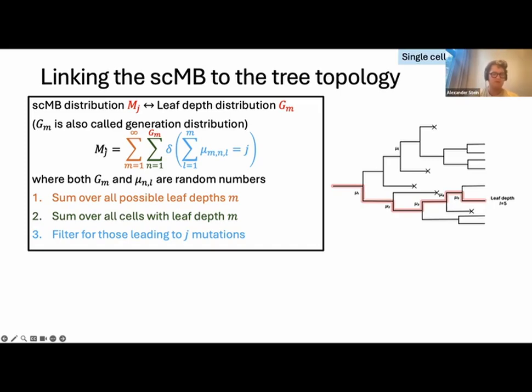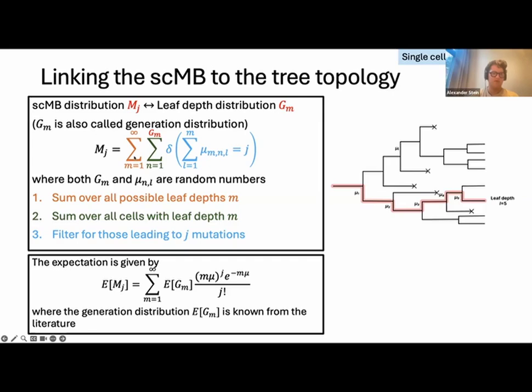With careful counting, I don't want to go through all the steps, but we can relate this MJ, the single cell mutational burden distribution, to this GM, the leaf depth distribution, by counting over all the mutations that occur on the way. This is a random number, and we can take the expectation over it, which will then take a form like this. So here we have the expectation of the single cell mutational burden, and here the generation distribution.